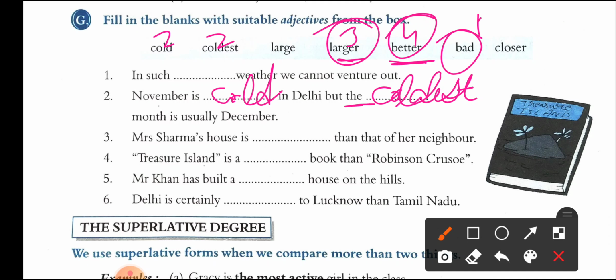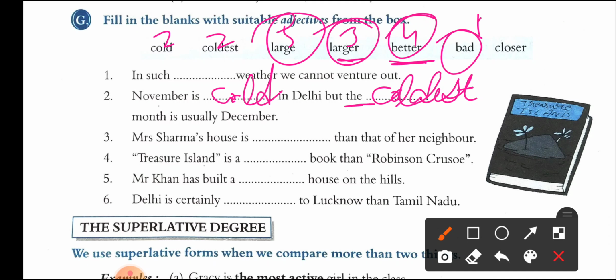Mr. Khan has built a dash house on the hills. Because we are not comparing, we are describing only one house of Mr. Khan's. So we will do here only the positive degree, that is the fifth one, and the word is large.